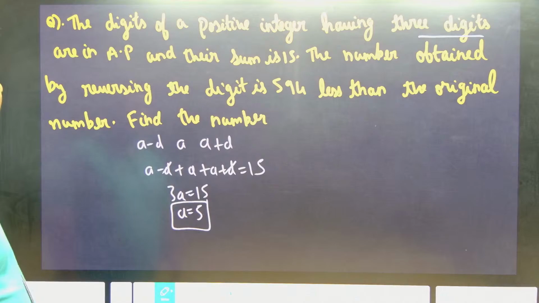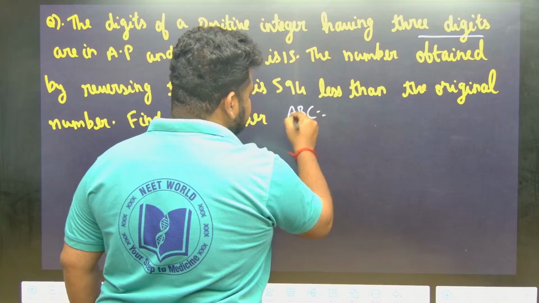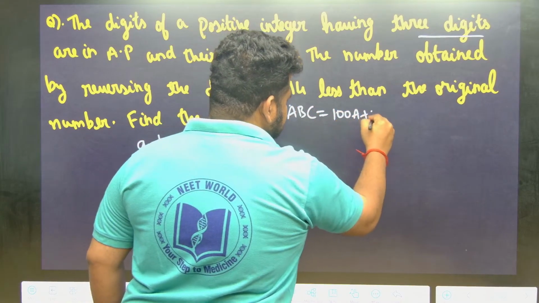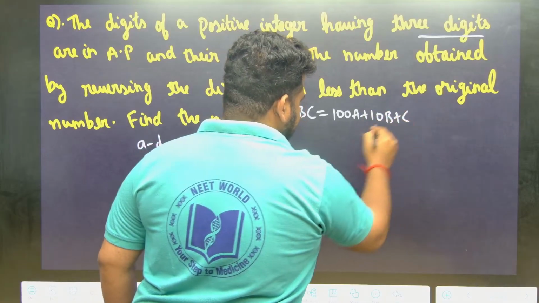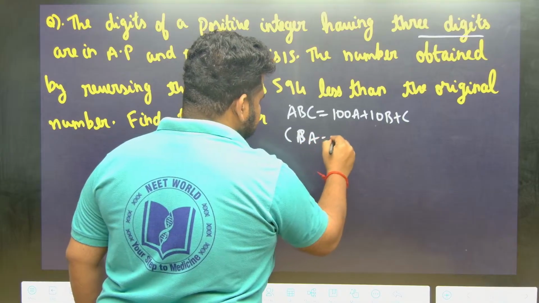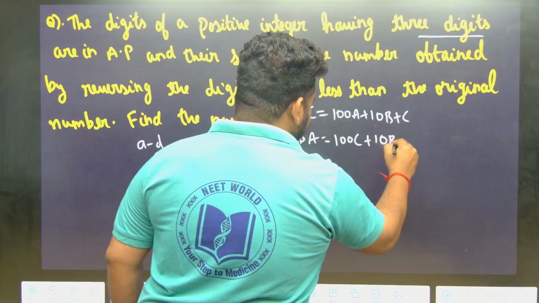Now what they are telling? The number obtained by reversing the digit is 594 less than the original number. Find the number. So whenever a 3-digit number is given, suppose let us take it as some ABC. How you will write it? 3-digit number means you will write it as 100A plus 10B plus C. If you reverse it, you will have CBA. You will write it as 100C plus 10B plus A.